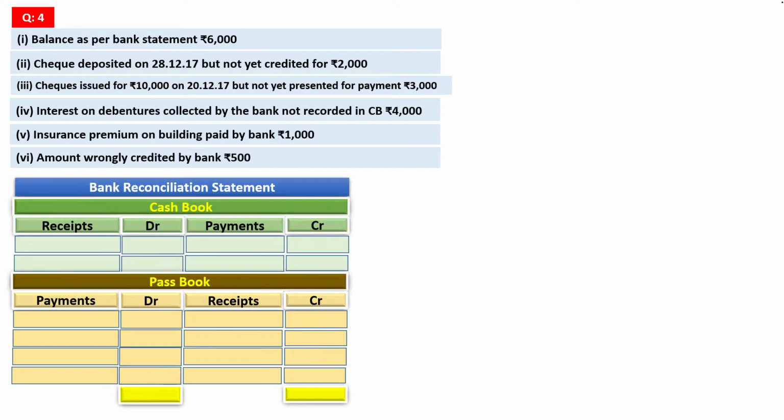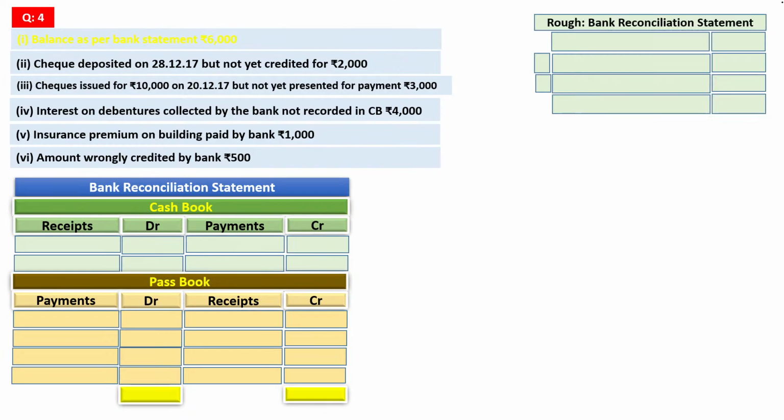Balance as per the bank statement 6,000 rupees. You can have a rough format to solve this. Okay, so balance as per bank statement. Bank statement means passbook, so the value being 6,000 appears in the credit side. So passbook balance credit 6,000 rupees.